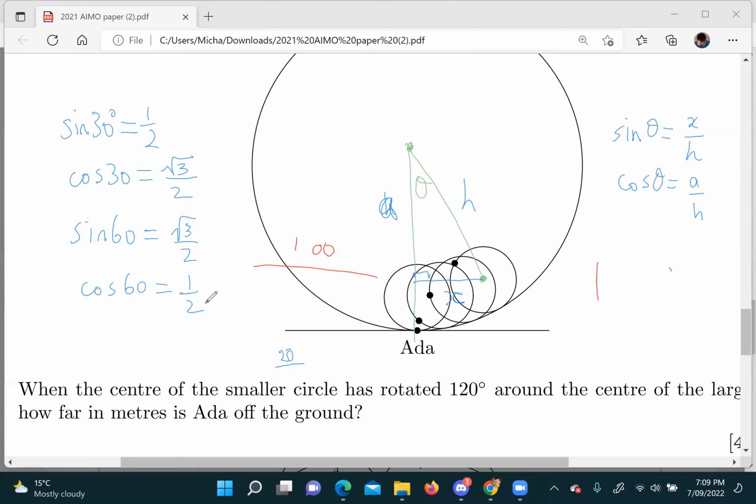When the angles are bigger than 90 degrees, then you might not be able to put them in an acute triangle, right? Then you have this formula. Sine of 180 minus theta is equal to sine theta. And cosine of 180 minus theta is equal to minus cosine of theta.